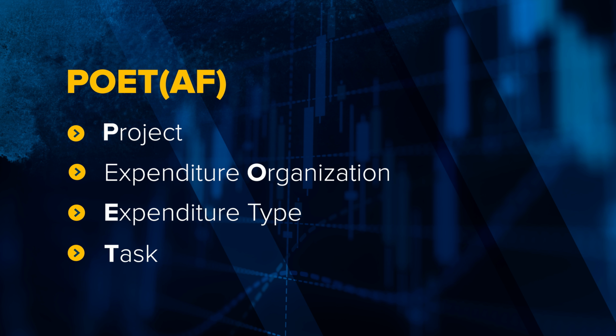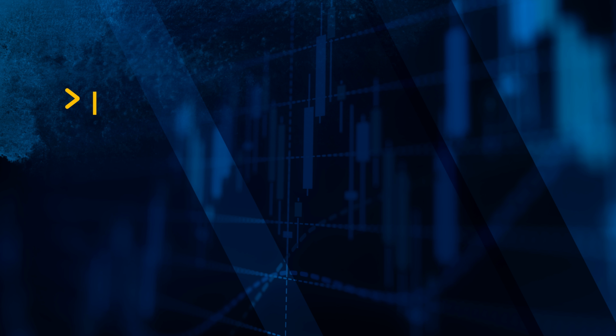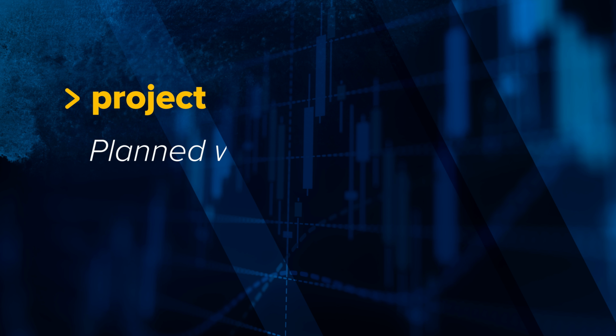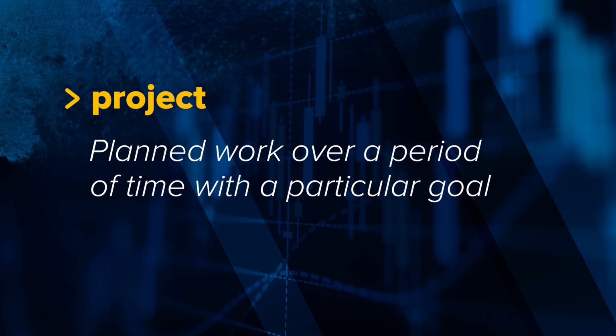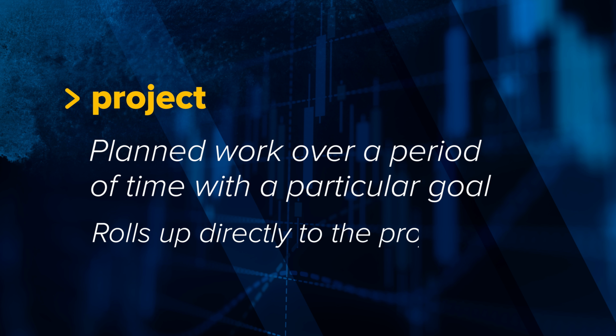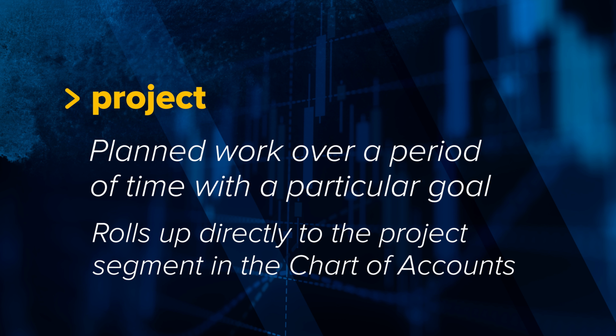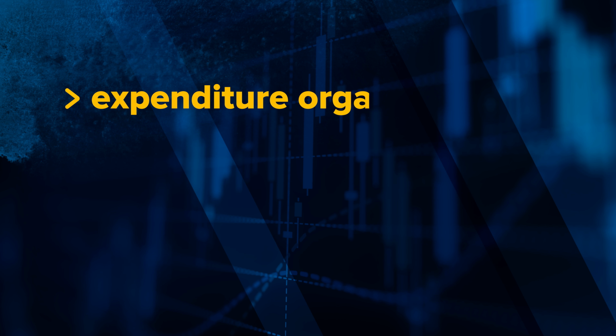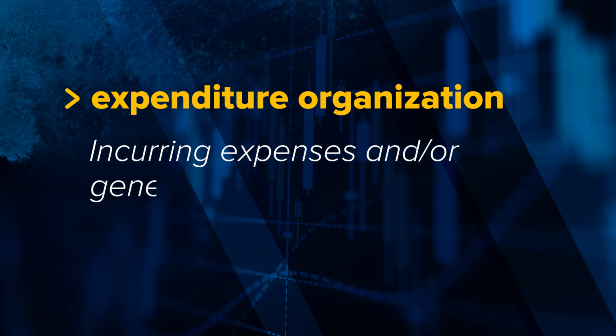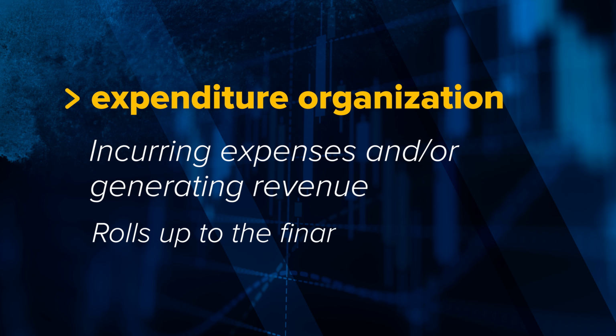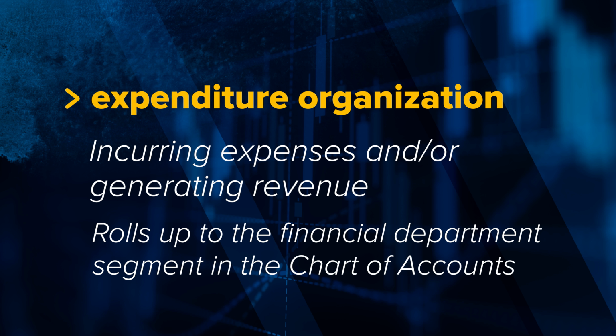Let's spend a moment reviewing each of these 4 segments. The project segment identifies the planned work or activity to be completed over a period of time and which is intended to achieve a particular goal. The POET project values roll up directly to the project segment in the Chart of Accounts. Expenditure organization is the organization incurring the expense and/or generating the revenue. In cases where the expense involves multiple organizations, this may not be the same as the organization that owns the project. POET expenditure organizations translate and roll up to the financial department segment in the chart of accounts.